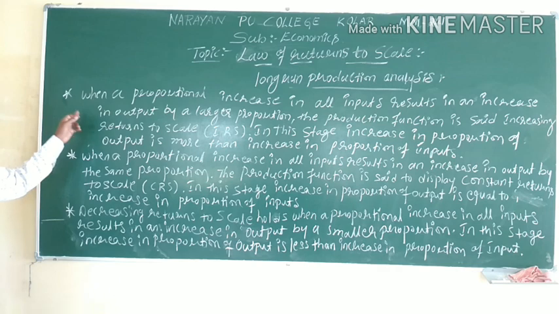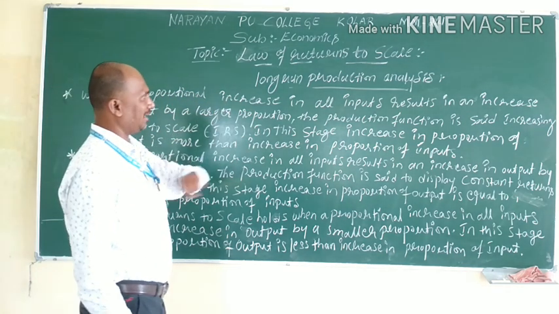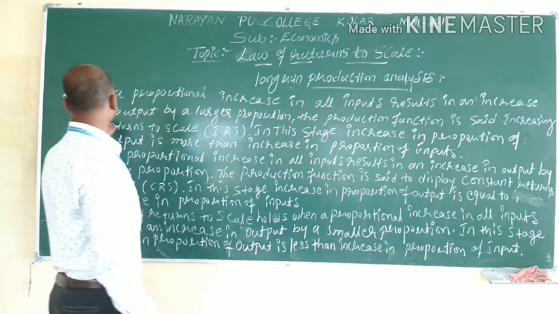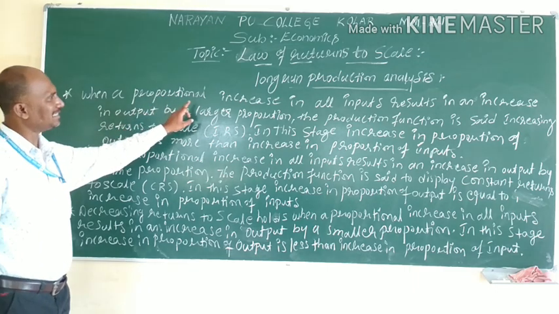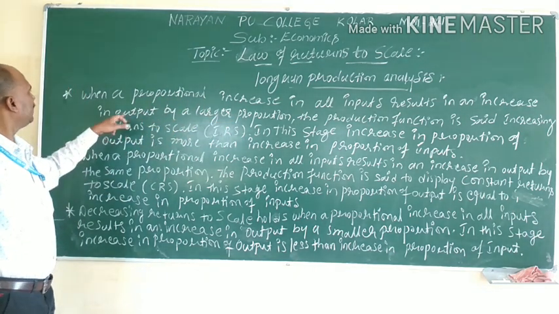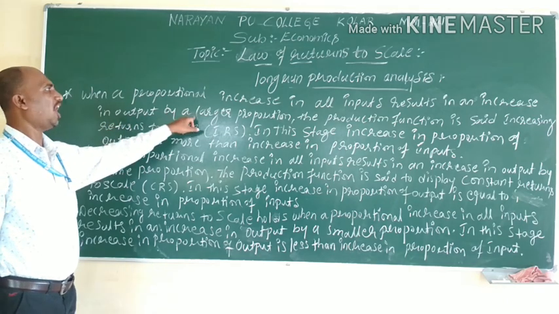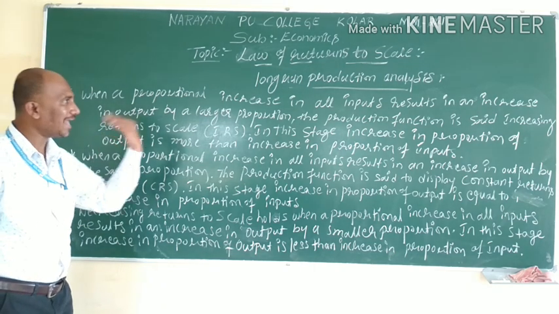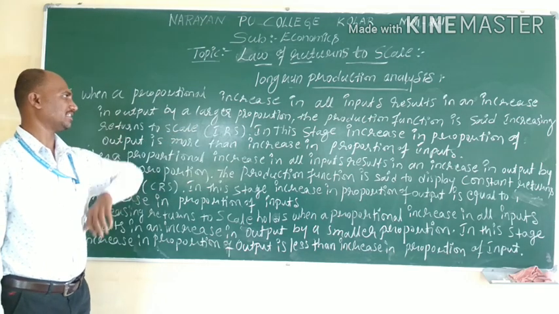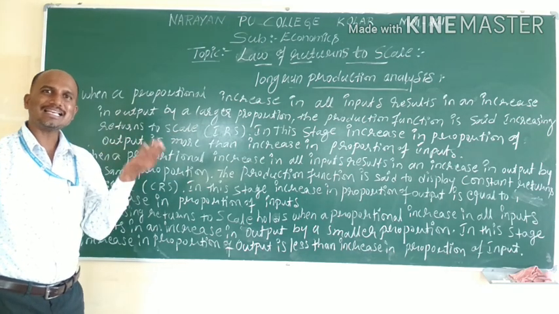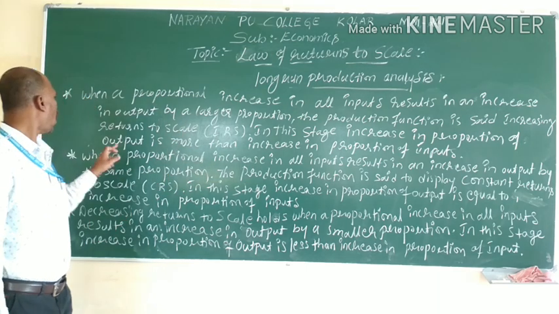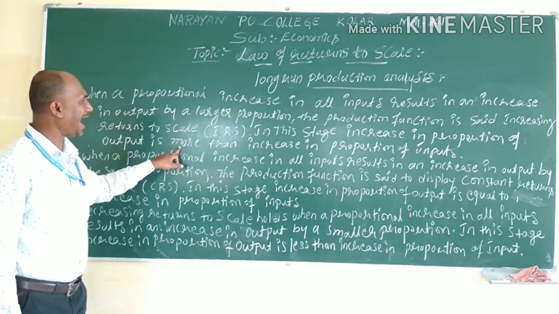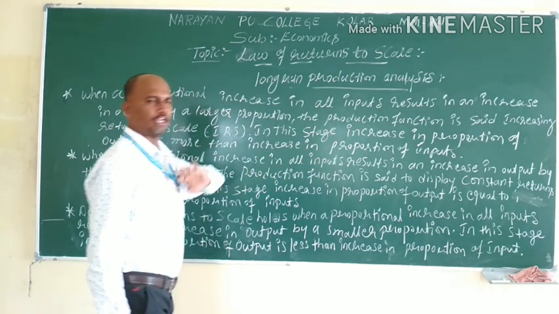Stage 1: when a proportional increase in all inputs results in an increase in output, it means increases in the inputs lead to increases in the output by a larger proportion. This is called increasing returns to scale, IRS. In this stage, as I told, the increase in the proportion of output is more than the increase in the proportion of input.